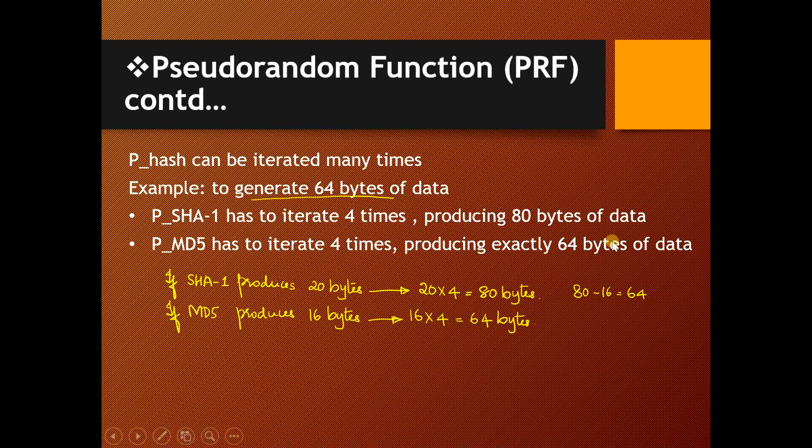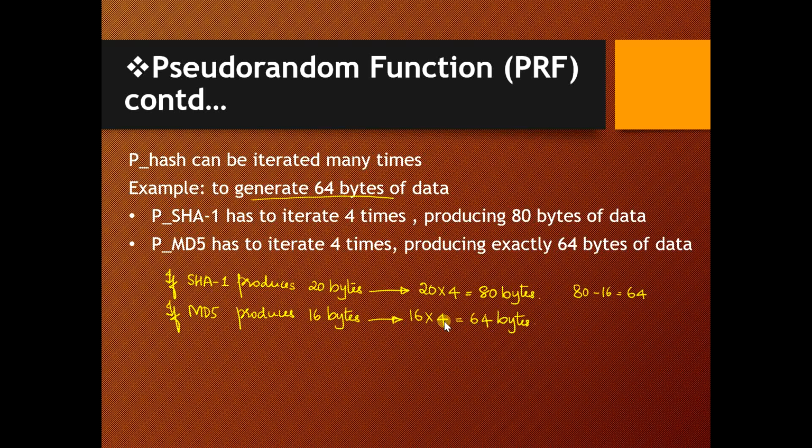If you use SHA1, then because a single SHA hash generates 20 bytes, 20 into 4 when iterated gives you 80 bytes, whereas MD5, because it gives you 16 bytes of data, when iterated 4 times gives you exactly 64 bytes of data.